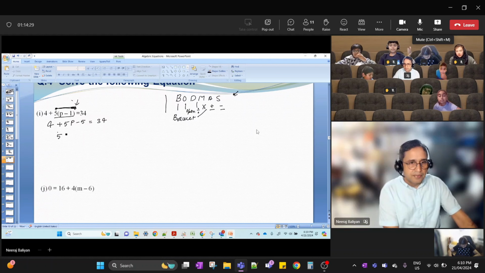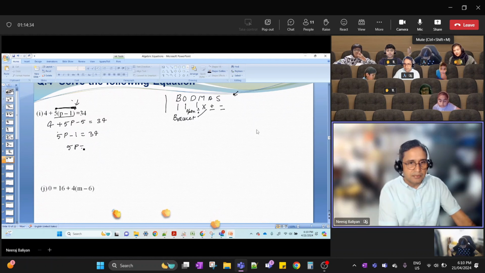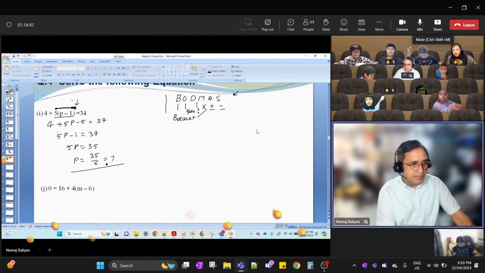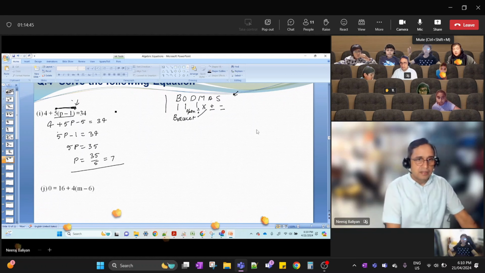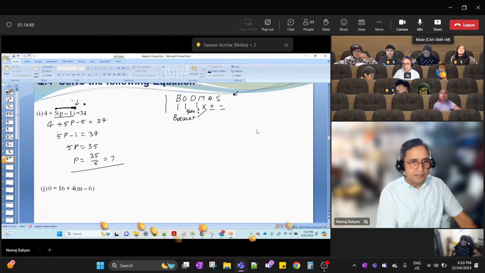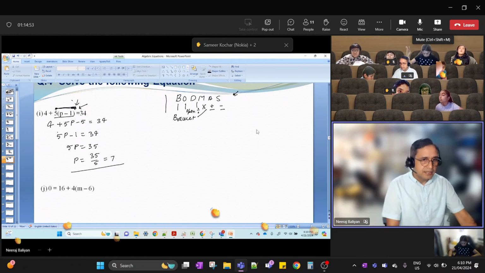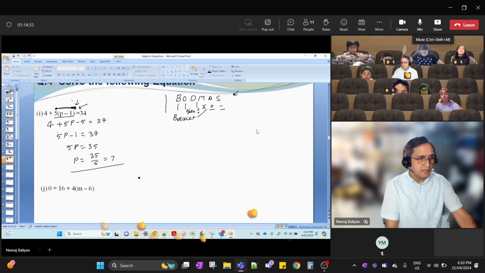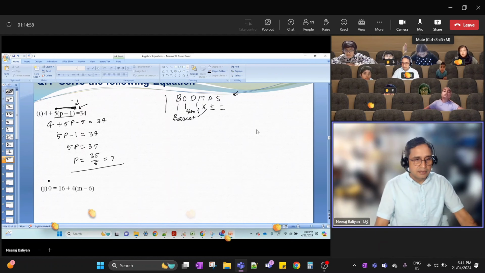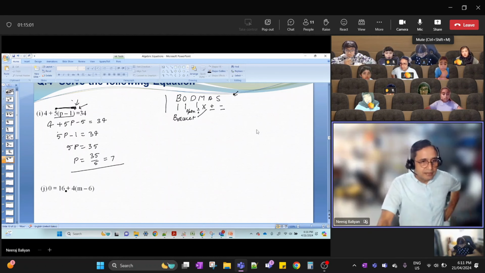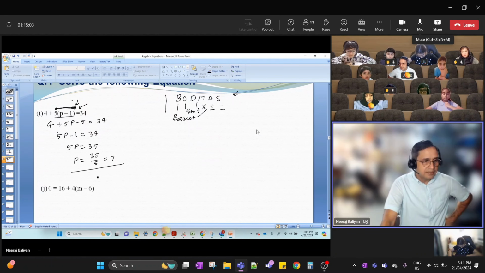5p minus 1 is equal to 34. 5p is equal to 35. p is equal to 35 by 5 is equal to 7. Everything is very easy. All calculation will be very simple. We have to have very clear fundamentals. We can't add directly if there is a bracket. So there is part J. That's why I selected so many questions, so many parts, so that we can cover every type of complexity.